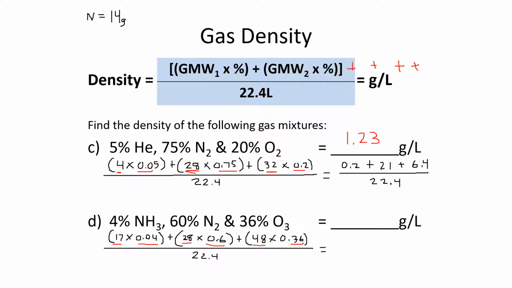So make sure you simplify everything in the numerator before dividing. It comes out to 1.55 grams per liter. So that's another instance where Avogadro's number, the mole, plays a part.